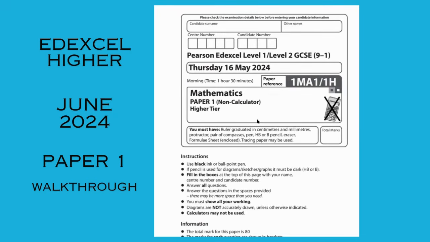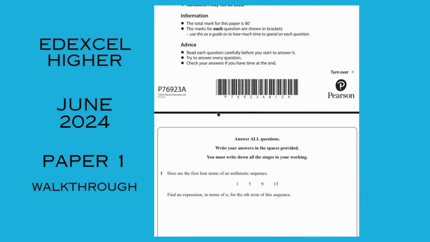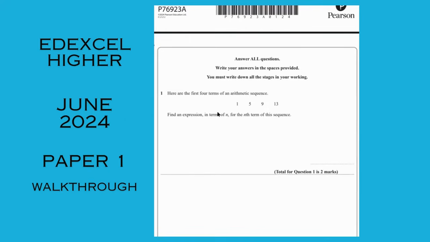So here we go for the Edexcel Higher GCSE paper. It's from the May-June 2024 series, and as you can see, it's paper 1, so no calculators allowed. So question 1, we have an nth term question.